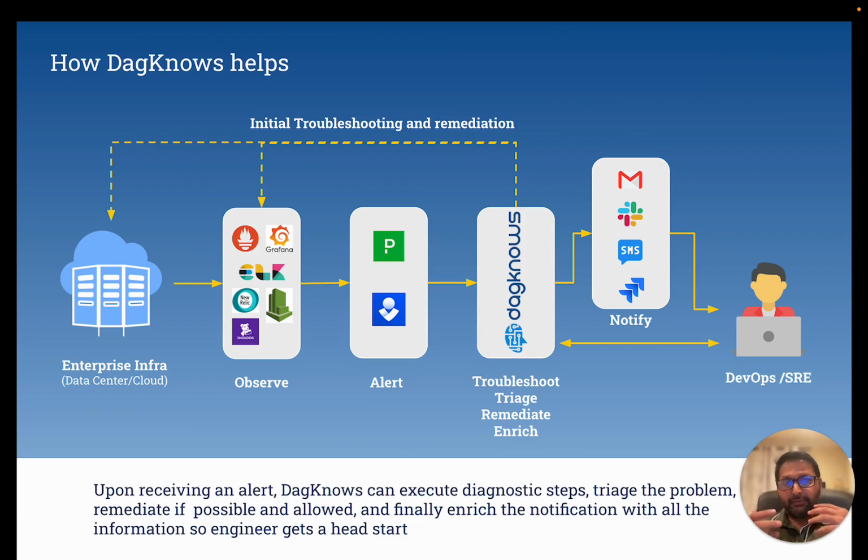And it can dump all that rich data that it has gathered in that notification by enriching it. And by the time a user gets to that notification and addresses the issue, the user has complete context, a good set of data to work with, and it gives the user a head start in resolving the issue. And it cuts down your overall time to troubleshoot or time to remediate the issue. So DagKnows serves as that platform or tool that can help you cut down troubleshooting time significantly.